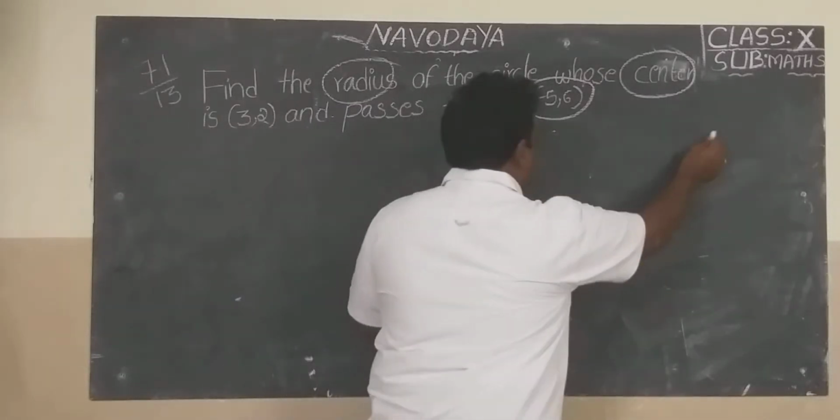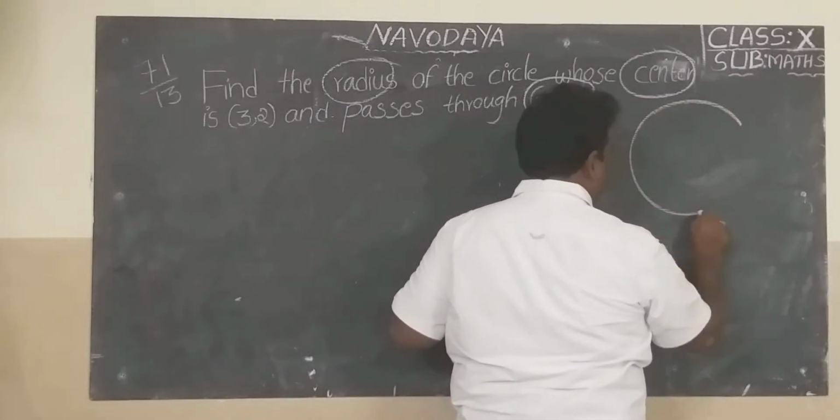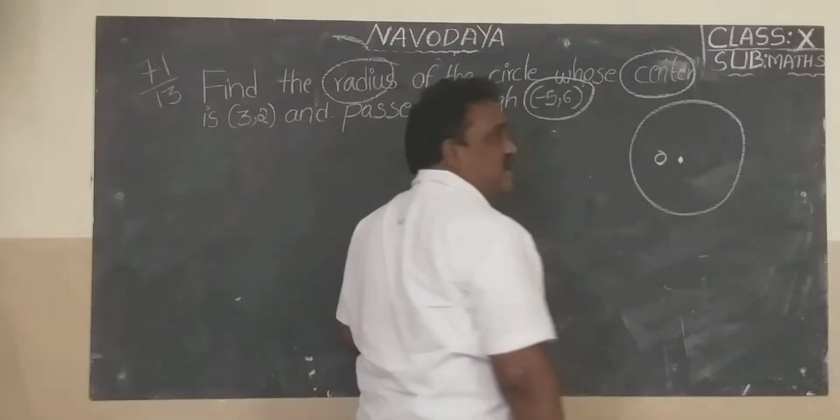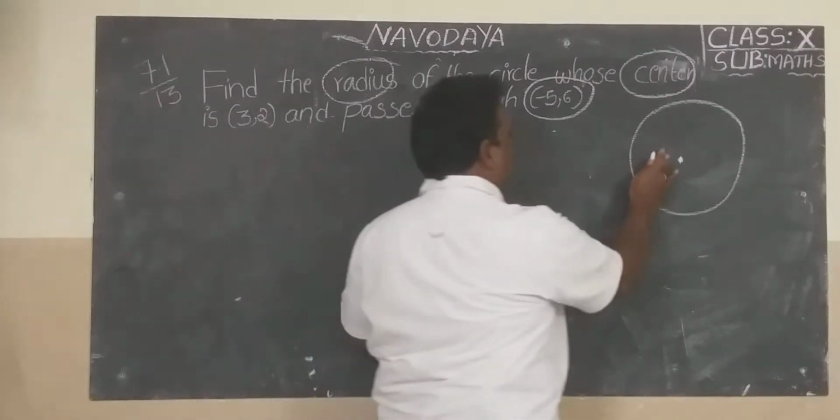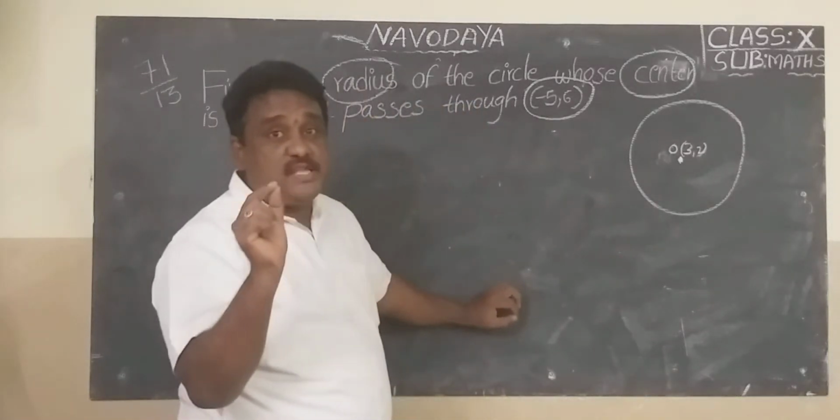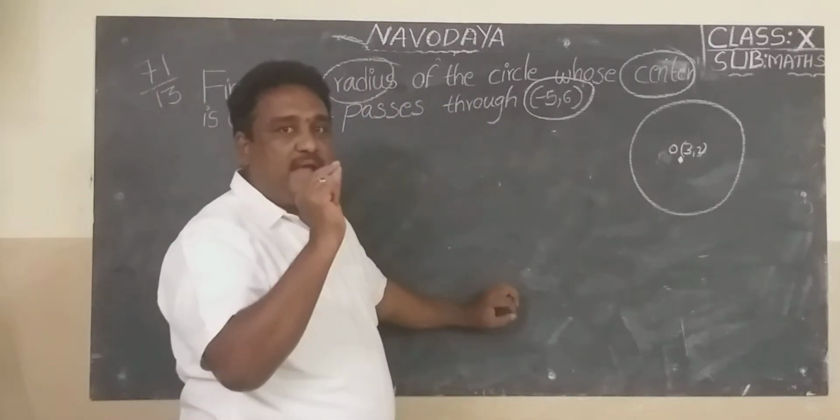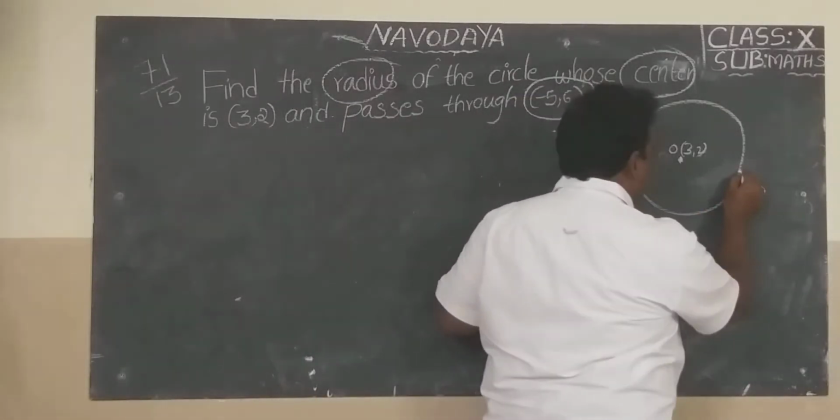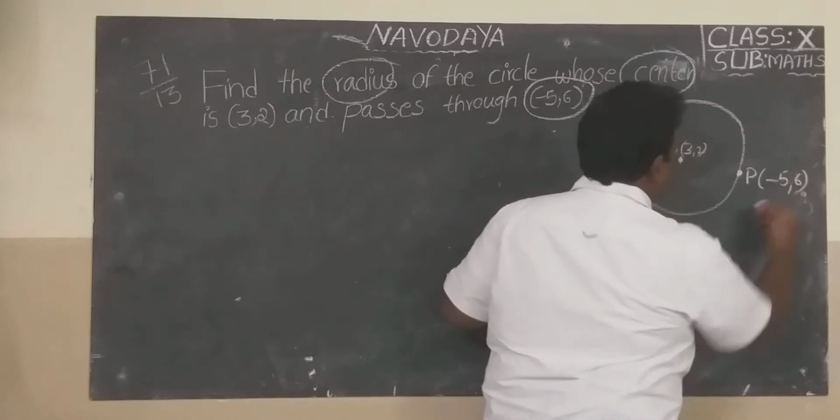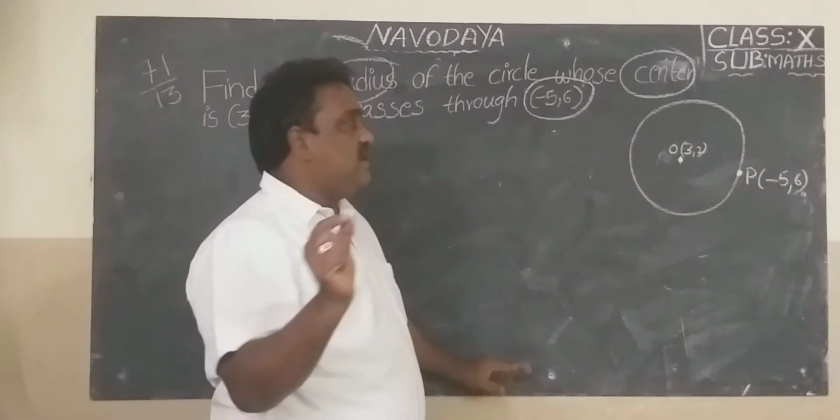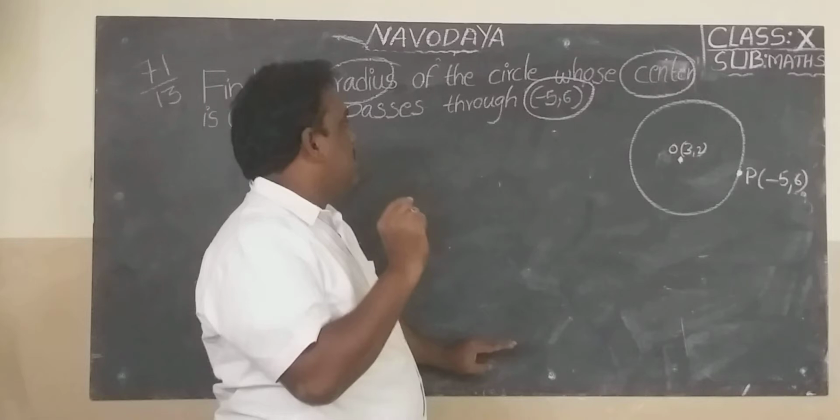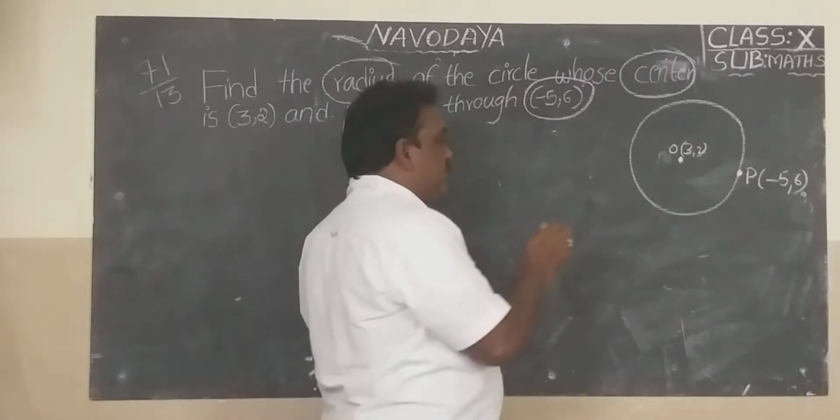See the diagram once. So there is a circle. The center of the circle is O. O is the center of the circle, (3, 2). And the circle passes through a point. That means there is a point on the circle. Let it be P. The point is P (-5, 6). So see the diagram. O is the center of the circle (3, 2). P is a point on the circle (-5, 6). We need to find out the radius.